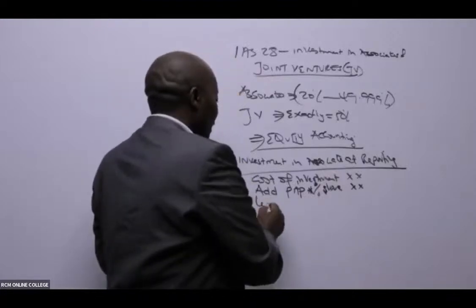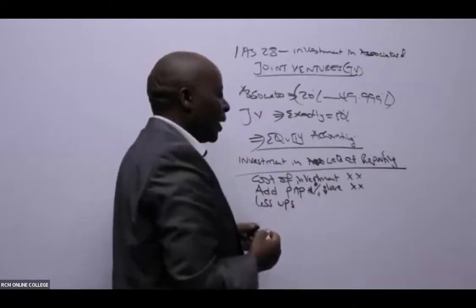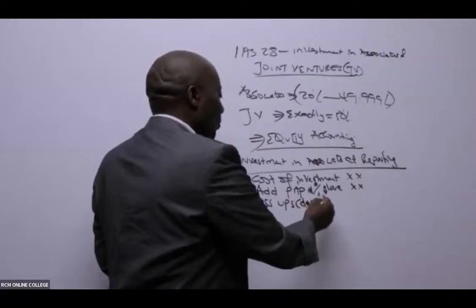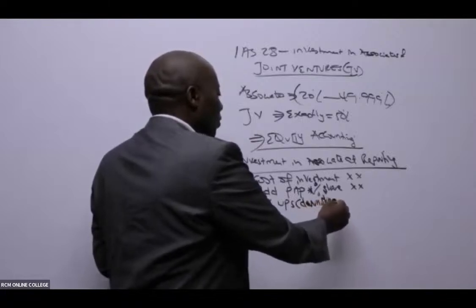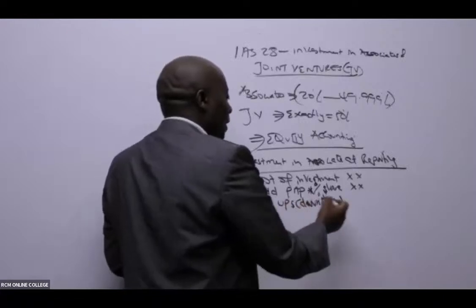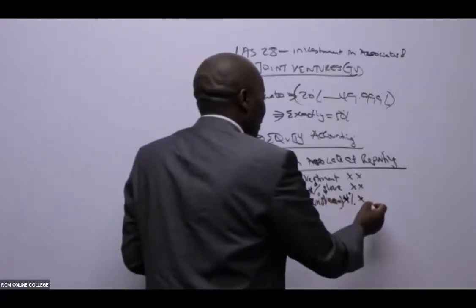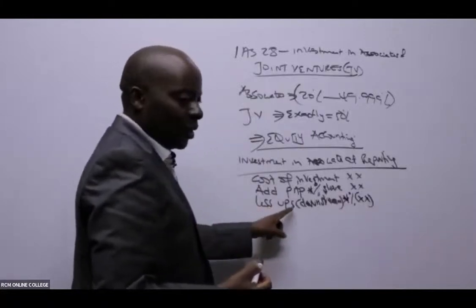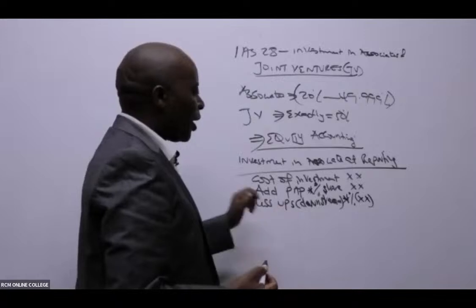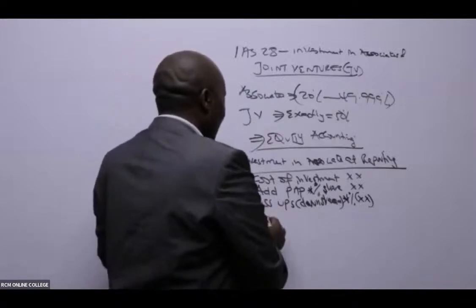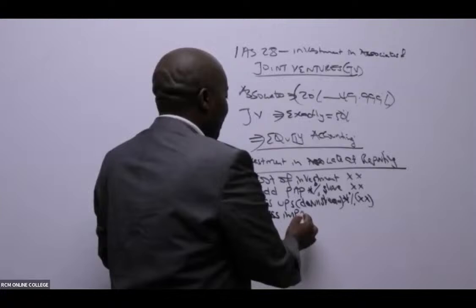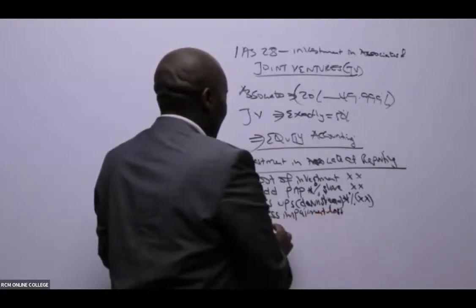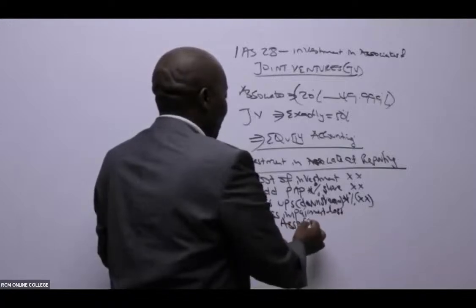And then we less UPS when it is downstream. Remember, for UPS we only take our percentage and we less it. UPS is unrealized profits on stock. And then we less any impairment loss in associate.